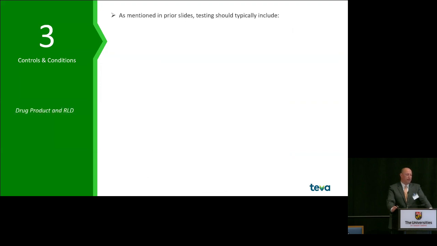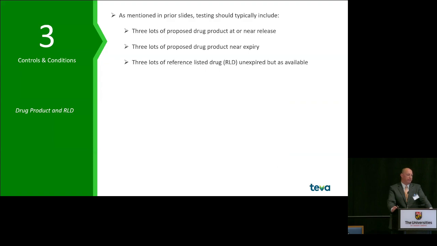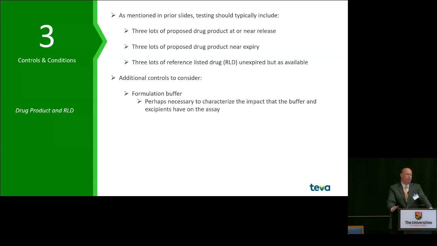For the drug product and RLD, as we've mentioned in the previous slides, 3 lots of proposed drug product at or near release, 3 lots of the proposed drug product near expiry, and 3 lots of the reference listed drug unexpired but as available. Additional controls to consider may be formulation buffer. It may perhaps be necessary to characterize the impact that that buffer and its excipients are having on the assay.